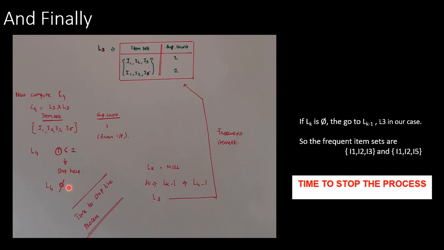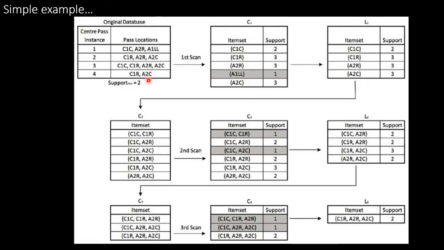You are putting L4 as null, and the moment you get null in the status, you need to go for Lk minus 1, which is L4 minus 1, which is L3. Hence the frequent item sets are I1, I2, I3 and I1, I2, I5. These are the frequent item sets that can be calculated through the Apriori algorithm.